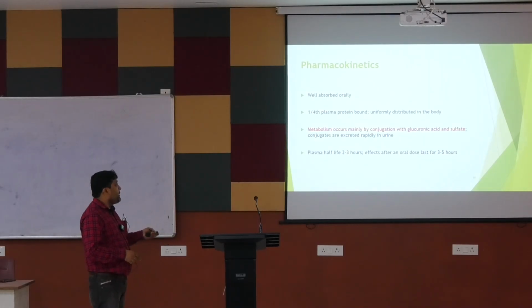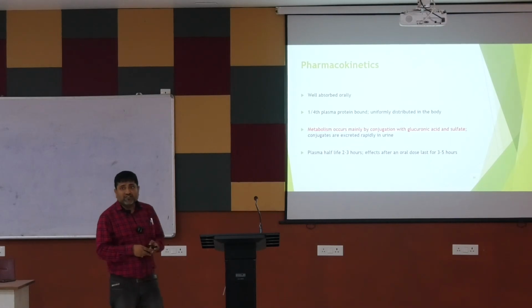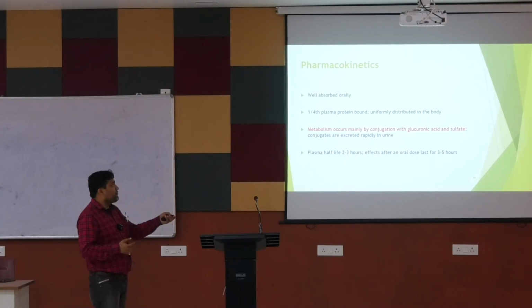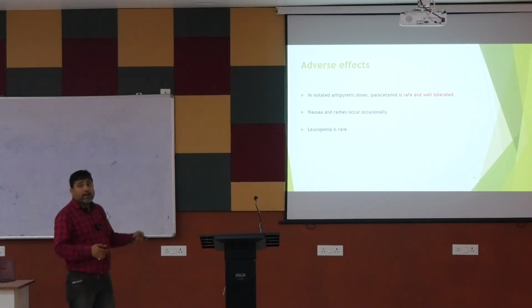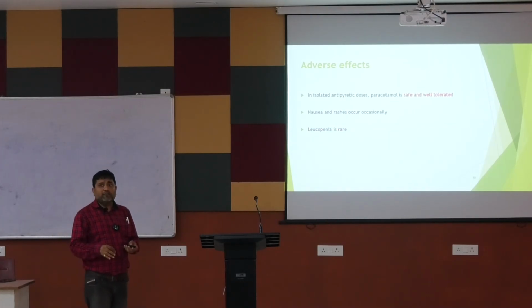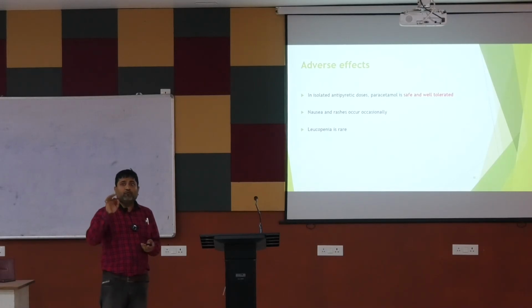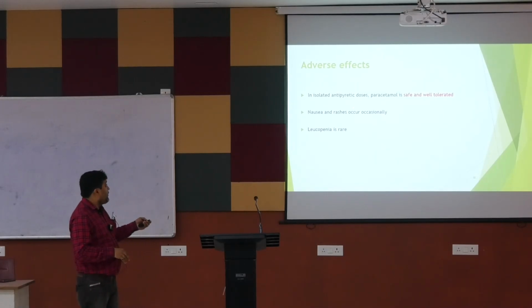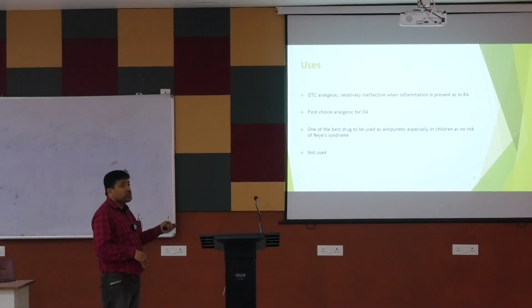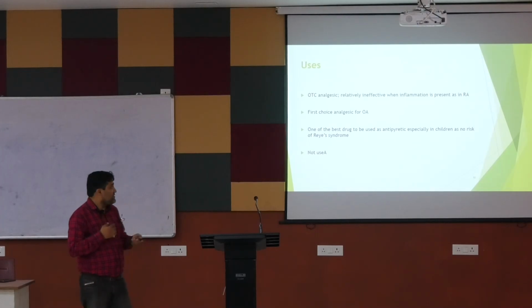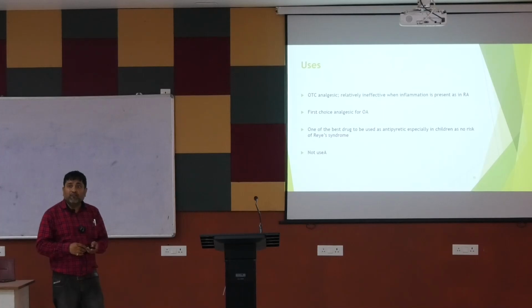When absorbed orally, metabolism occurs by conjugation with glucuronic acid and sulfate, mainly by glucuronic acid. Conjugates are excreted in urine. Adverse effect: at analgesic dose, paracetamol is safest and it's used worldwide. Safest and well tolerated. Over the counter drug, first choice of drug for osteoarthritic patients. It is not associated with Reye's syndrome, so they can be safely used in children.